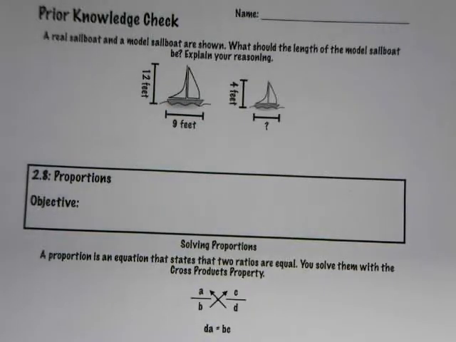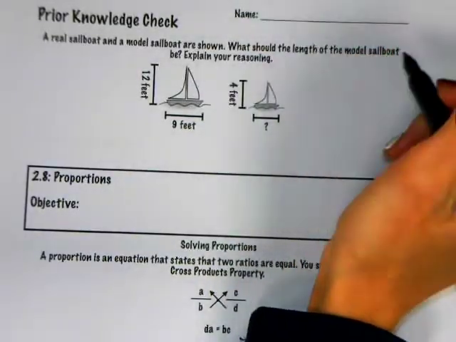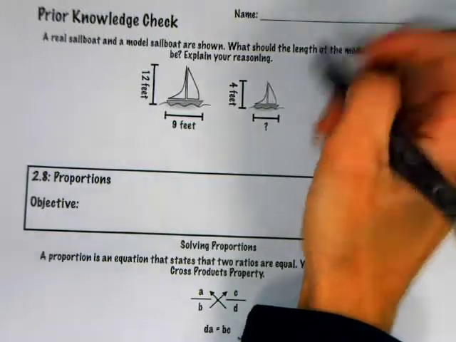It says a real sailboat and a model sailboat are shown. What should the length of the model sailboat be? Explain your reasoning. So what do you guys get? Yep, go ahead. 3 feet, because it's a model, so therefore a replica with exact proportions, and it's a third the height of the original.